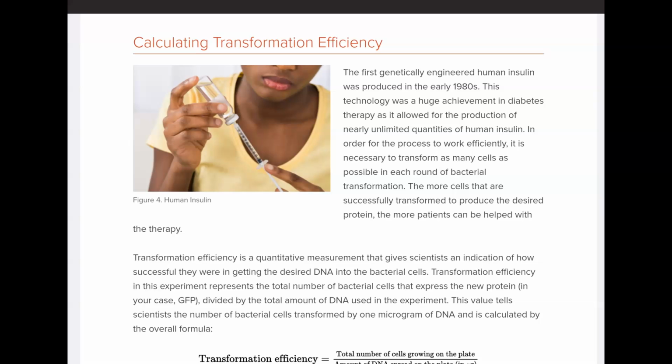Some people had asked me about this transformation efficiency. So I wanted to just record a short video explaining how you're going to do this calculation. Transformation efficiency is basically the idea that we should be able to quantify how many bacteria cells were transformed, how many of them took up and recombined the GFP plasmid into their cell structure, into their DNA, which would allow them to produce GFP. All right, so that's the idea with transformation efficiency. It's how well did the transformation work.